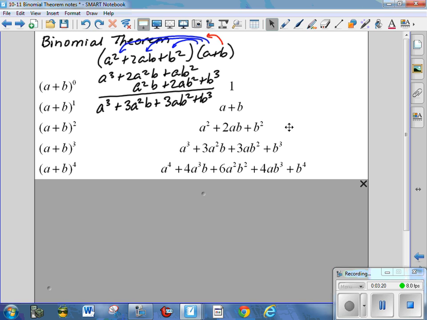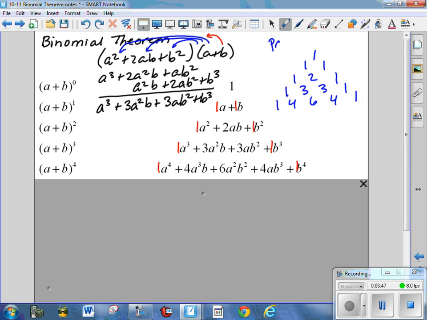Now, there's also a pattern with the coefficients, and I'm going to add some coefficients in here in front of the ones that don't have them, and just remind you that there's a 1 every place here. 1, 1, and there's a 1 over here on the left-hand column. So if we look at just the coefficients and pull them out, we have 1, 1, 1, 1, 2, 1, 1, 3, 3, 1, 1, 4, 6, 4, 1.